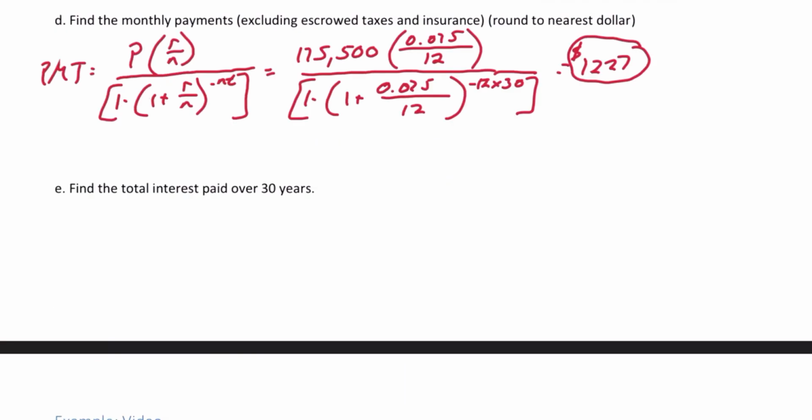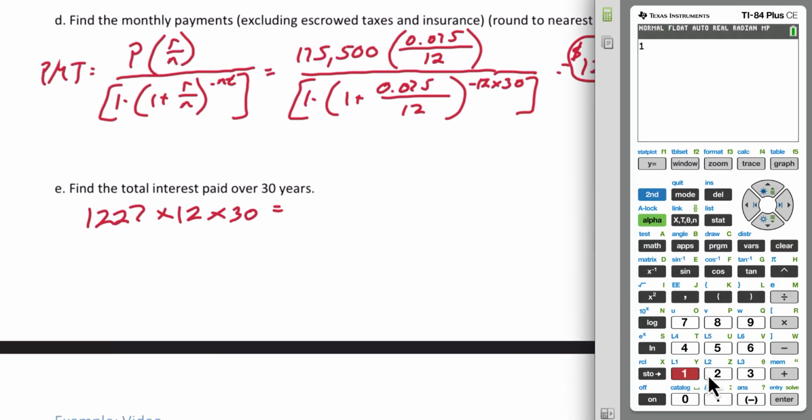Part E is asking for the total interest paid over the 30 years. We're paying $1,227 every month for 30 years. 1,227 times 12 times 30 gives us $441,720. This is the total we paid for the house.